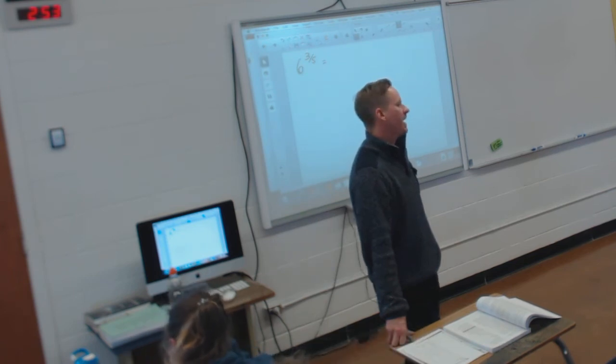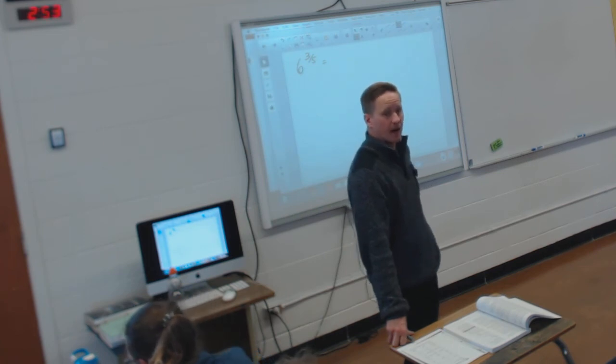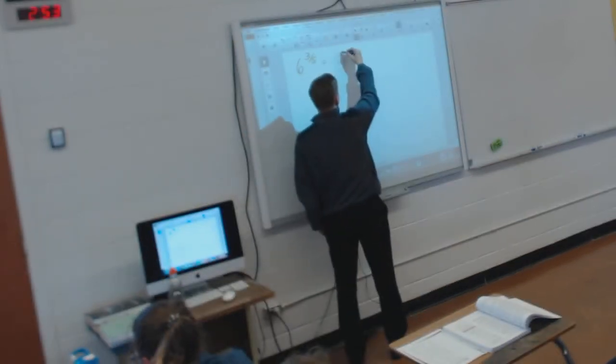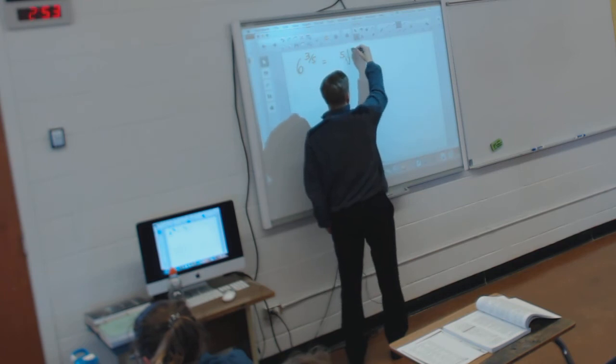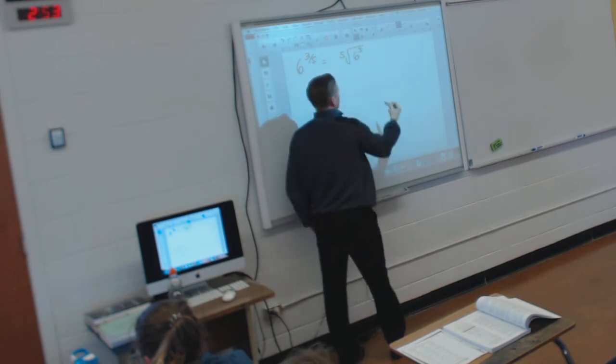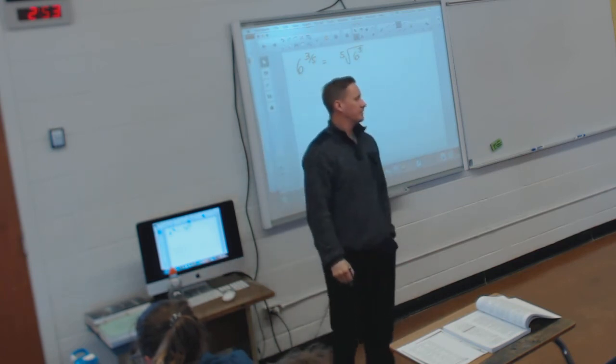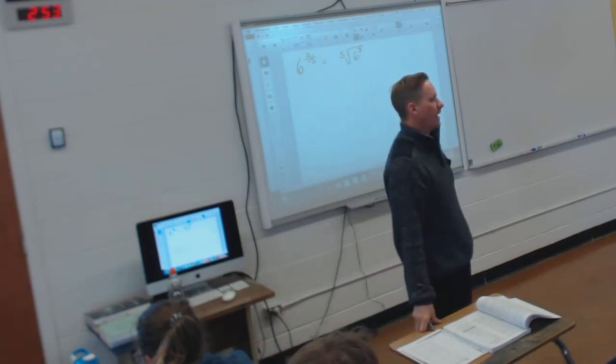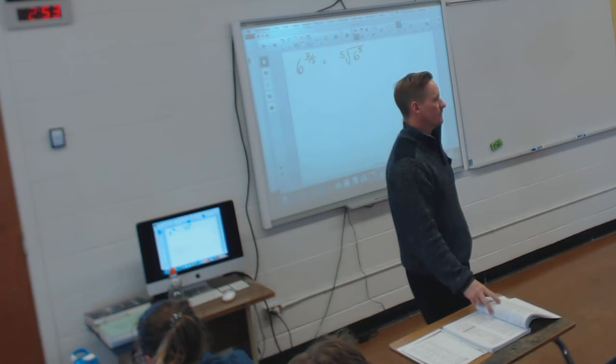What is my index value in this? 5. So where does it go? On the outside. So what is this? Fifth root of 6 to the cube. Okay? There's the first thing we learned today. Simply that.